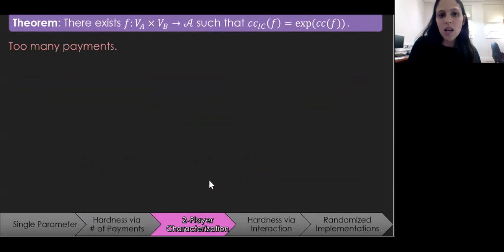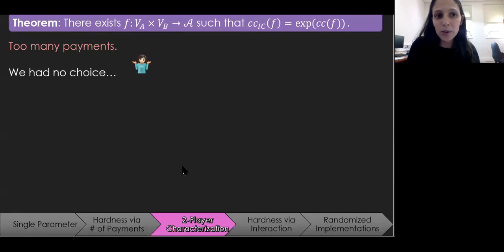Okay. As we've said in the beginning, there is one aspect of the proof that we like less, which is the fact that it has a lot of payments. This is where all the hardness comes from. And we now explain why we had no choice.